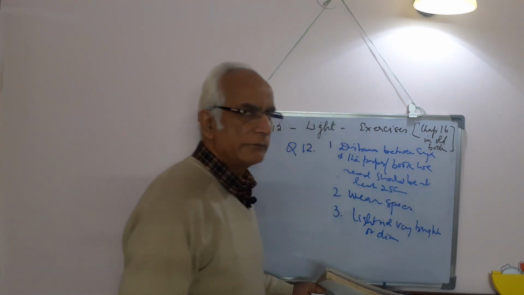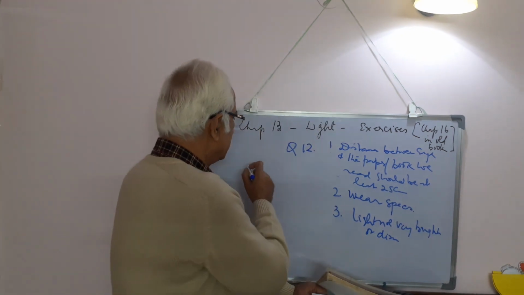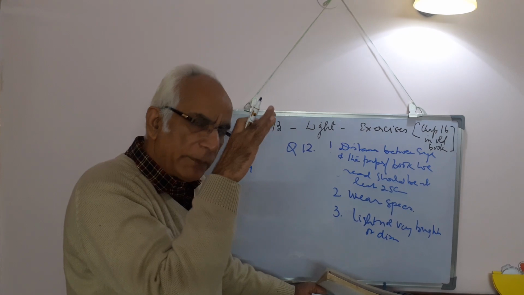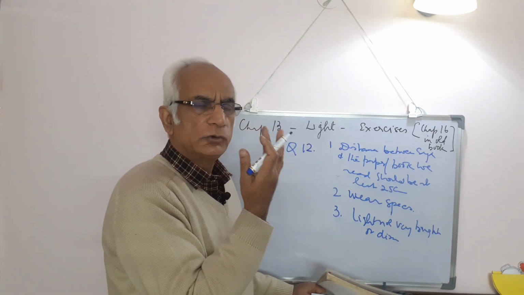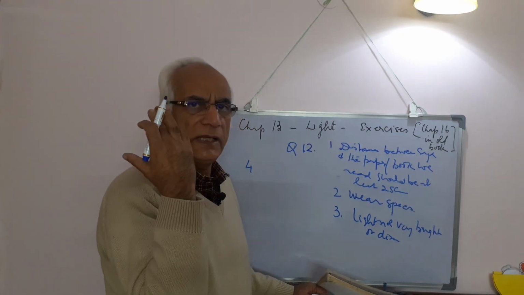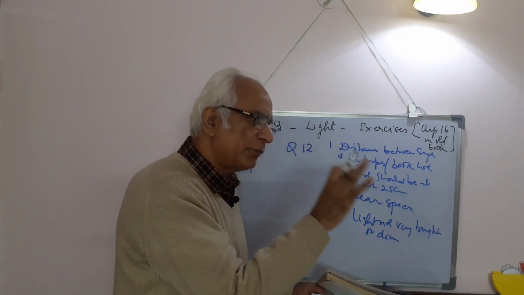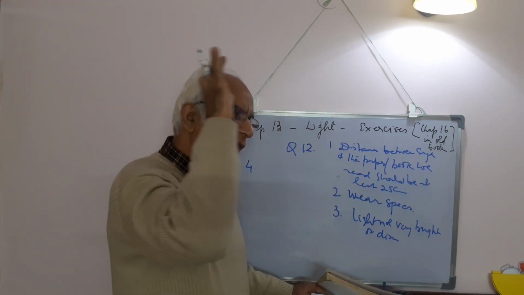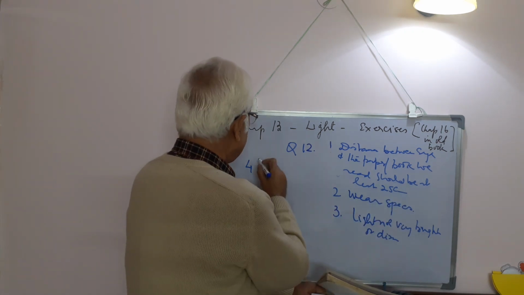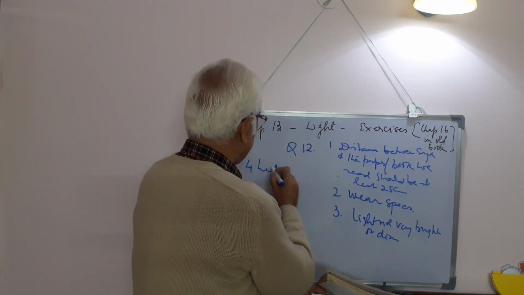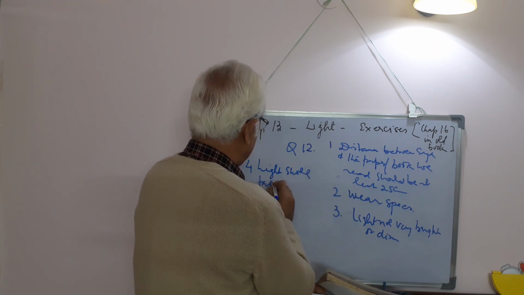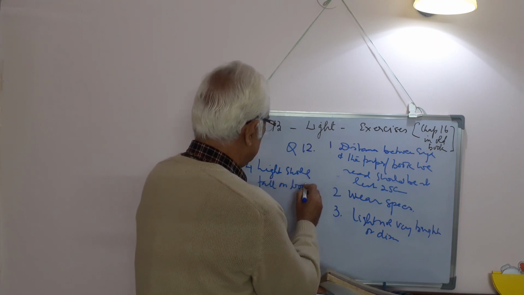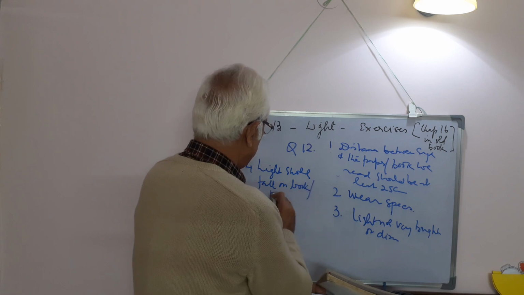Fourth, the light should fall on the paper we are reading, not on our eyes. So our back should be towards the light and our face should be on the book so that the light falls on the book. The light should fall on the book or paper we are reading.